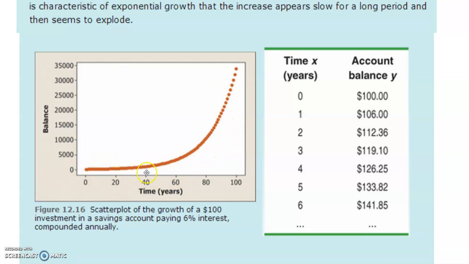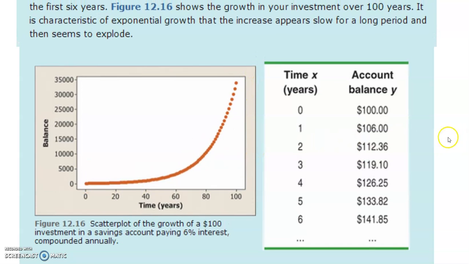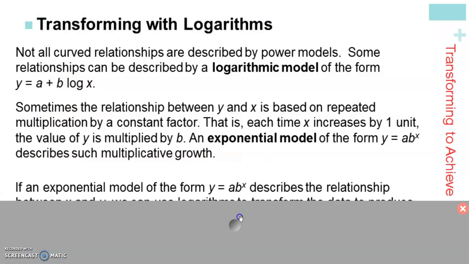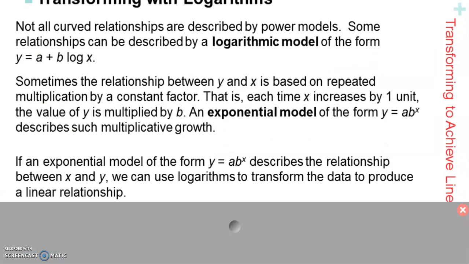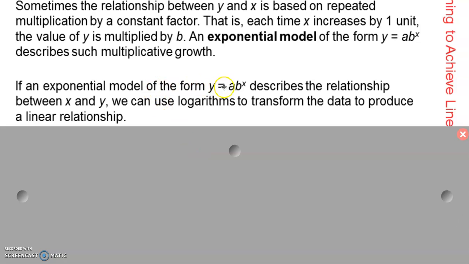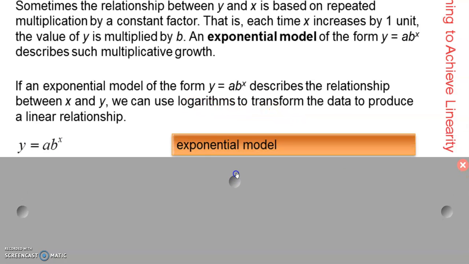All right, and you can see that this curve right here is not a power model like we looked at in the previous lesson, but this is an exponential model. This represents exponential growth. All right, so basically, if a model of the form y equals a times b^x describes a relationship, you can actually use logarithms to transform the data to make a linear relationship. And here's kind of how the math works.